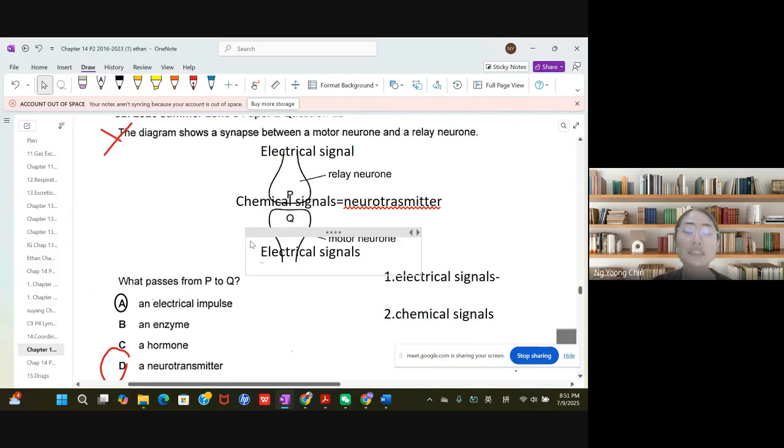So it means your impulse is transmitted in this way, in two forms. From electrical signal, to go to another neuron it needs to become a chemical signal, and when it reaches the other neuron, it becomes an electrical signal again. Like this, it changes its form.